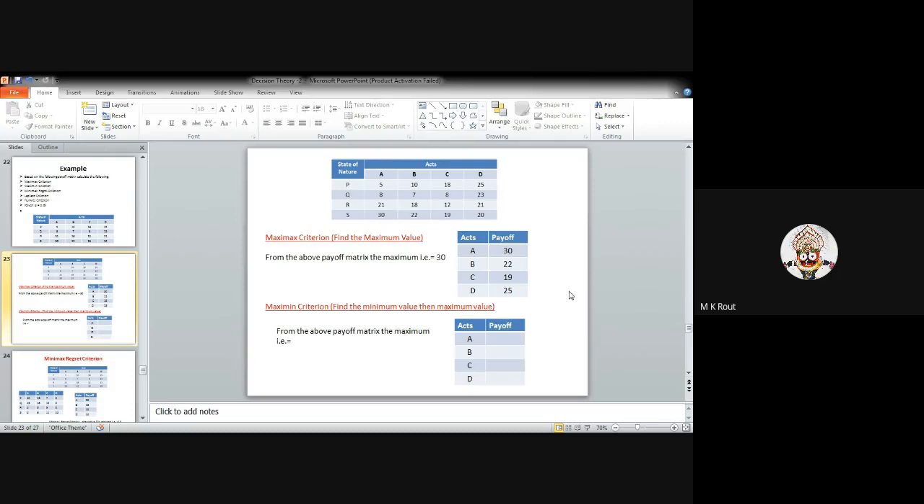Is it clear to all? First, you have to choose the maximum value from each column. From those maximum values, you have to choose the maximum value.